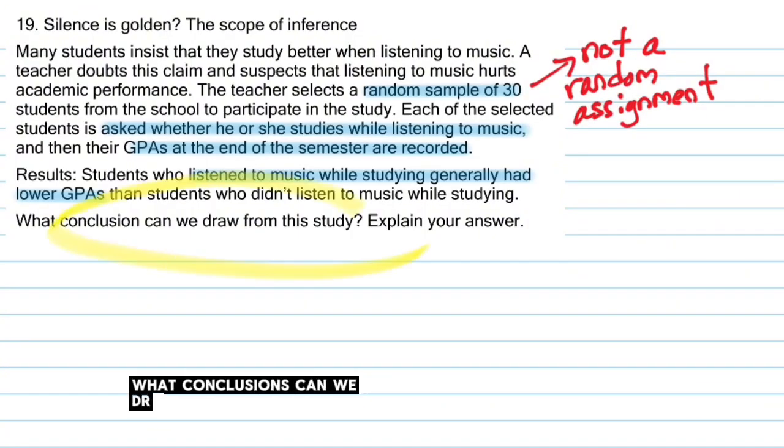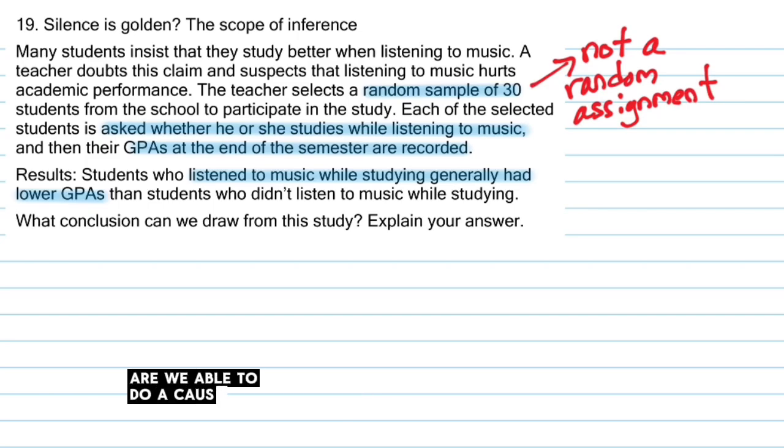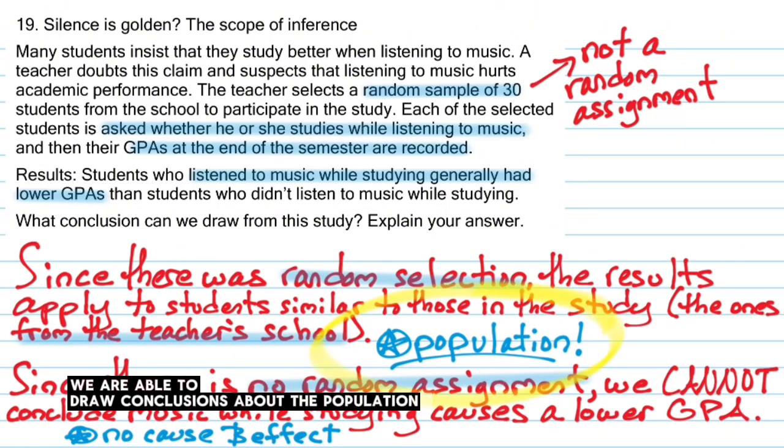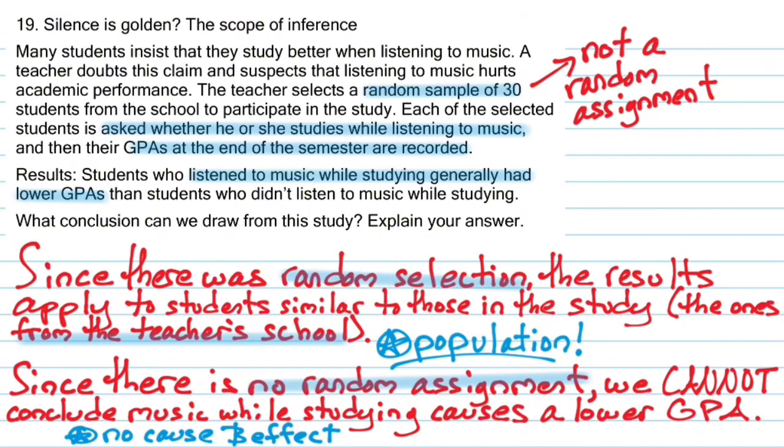What conclusions can we draw from the study? Are we able to talk about the population? Are we able to do a cause and effect inference statement? So pause the video, maybe flip back to the previous slide, and here we go. Since there was a random selection, the results apply to the students similar to those in the study. We are able to draw conclusions about the population, which would be the students in the school, because again, we used random selection. There was no random assignment into groups. So we are not doing a treatment imposed on groups. We were just looking at students who were randomly chosen.